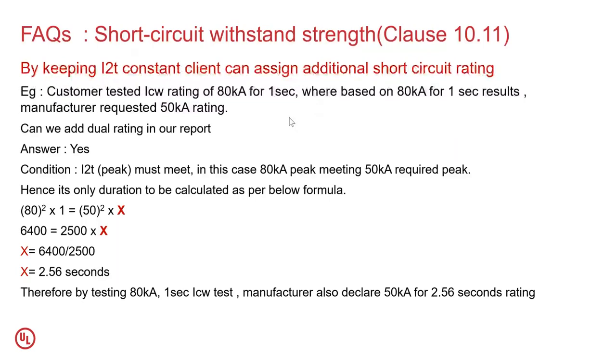Yes, it's possible if we meet the peak value, because the 80 kA peak value is more than 50 kA. If you use this formula, example, 80 kA already tested for 1 second, that is I square T, 80 square into 1, and I want to declare a new rating for 50 kA, that is 50 square into X, you get 2.56 seconds. It means if the switchboard main bus bar is tested for 80 kA for 1 second, we can give you a dual rating of 50 kA for 2.56 seconds also without testing, because 80 kA for 1 second also meets 50 kA for 2.56 seconds, but not vice versa.